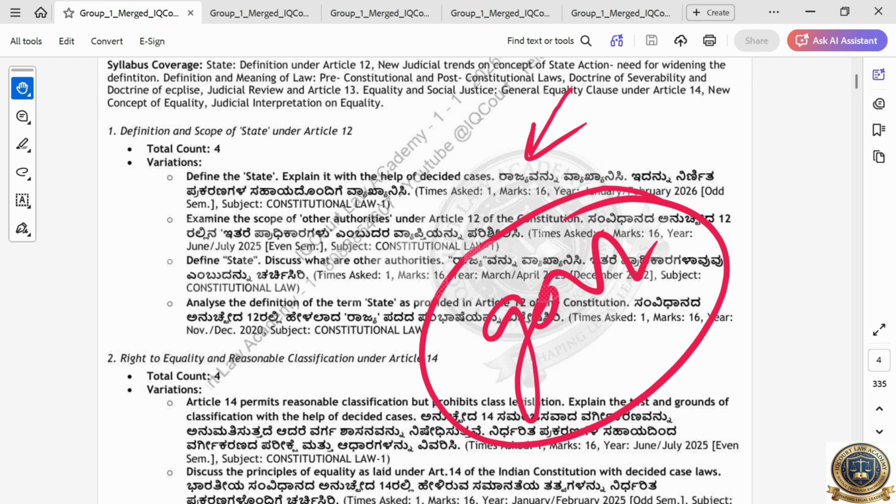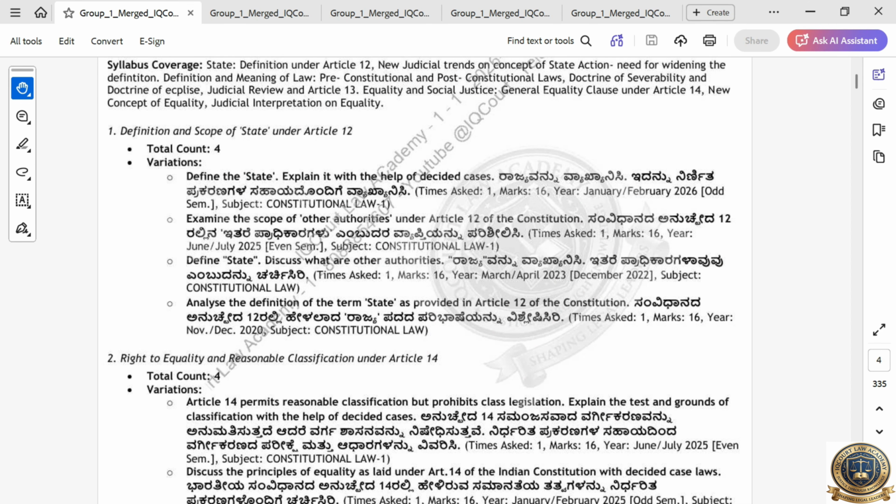Okay, what does it say? Very simple. This is a very, very important question. Almost, I would say 96%, you will get this question. Very, very important. It was asked 4 times. This comes under Article 12.